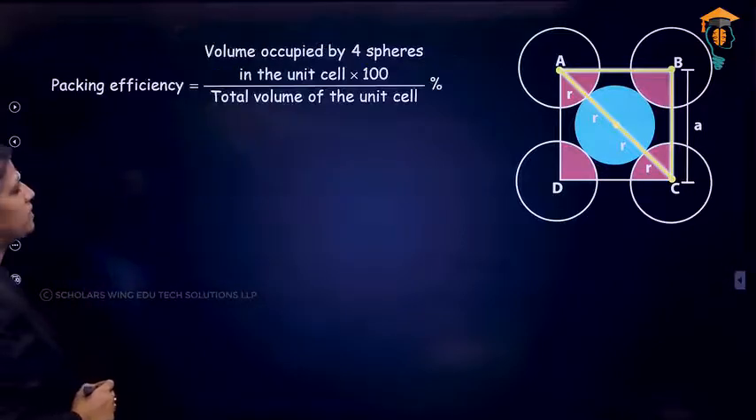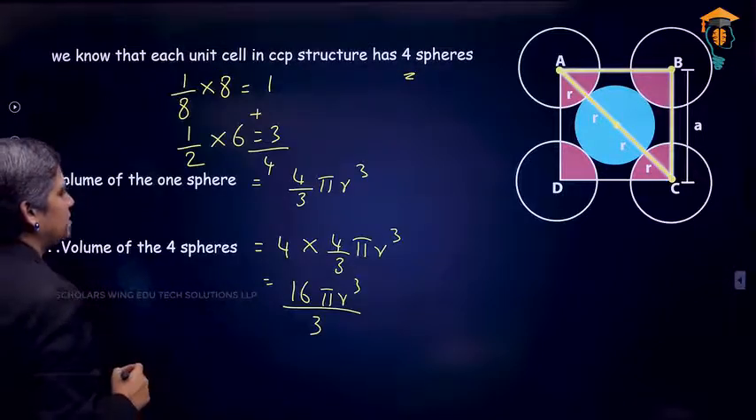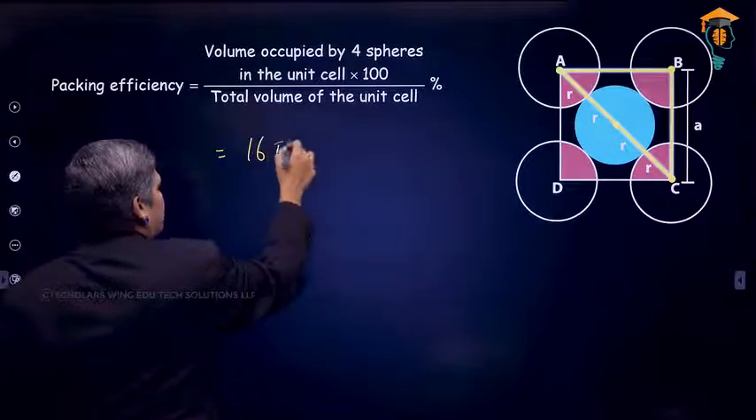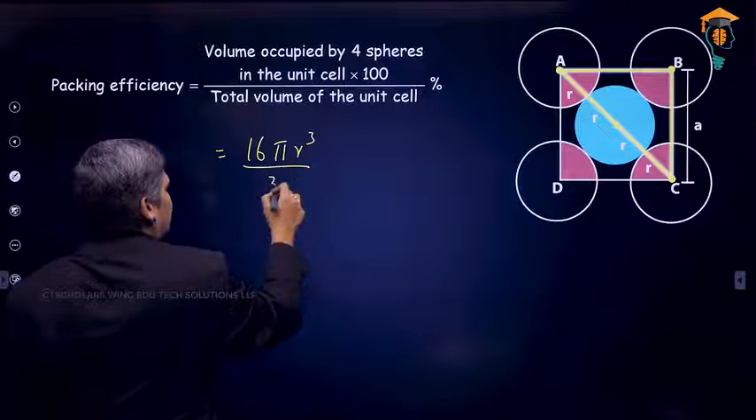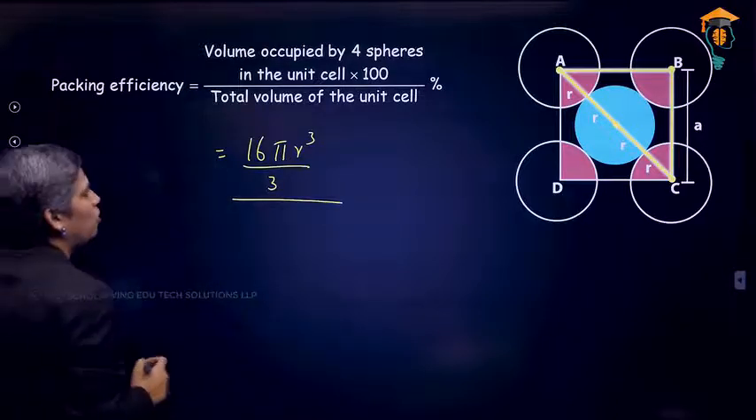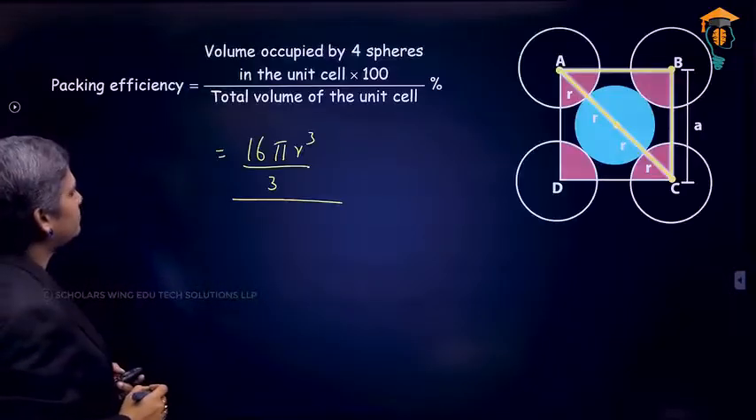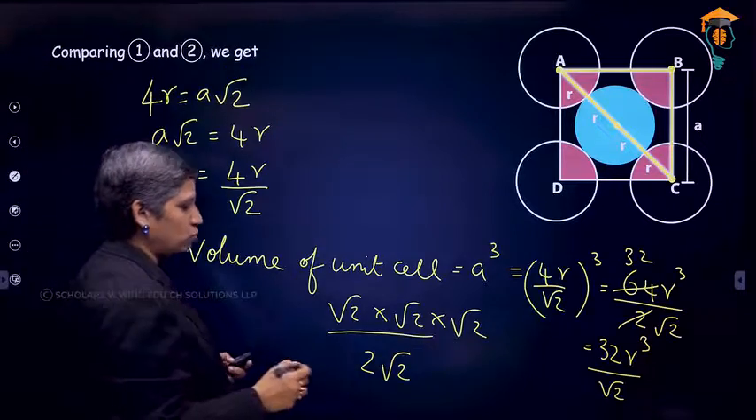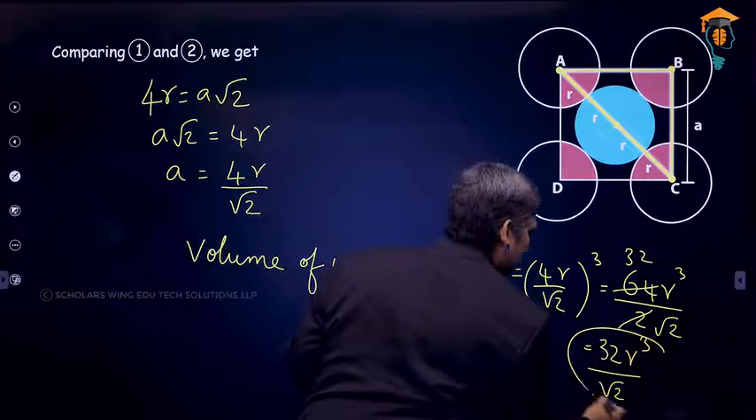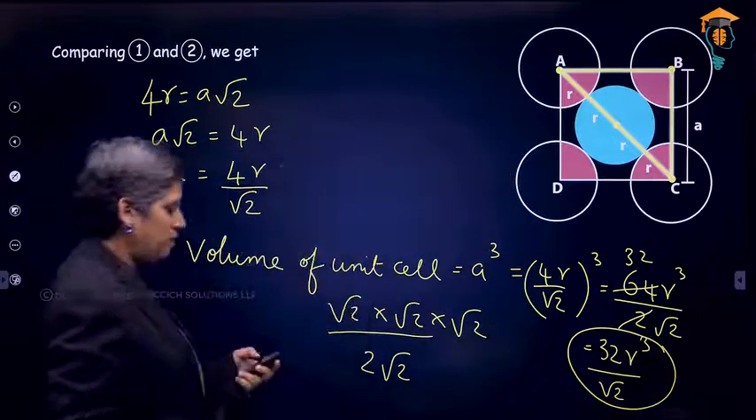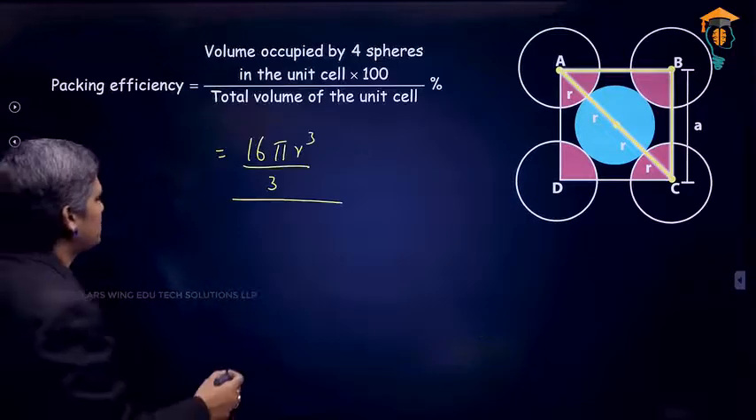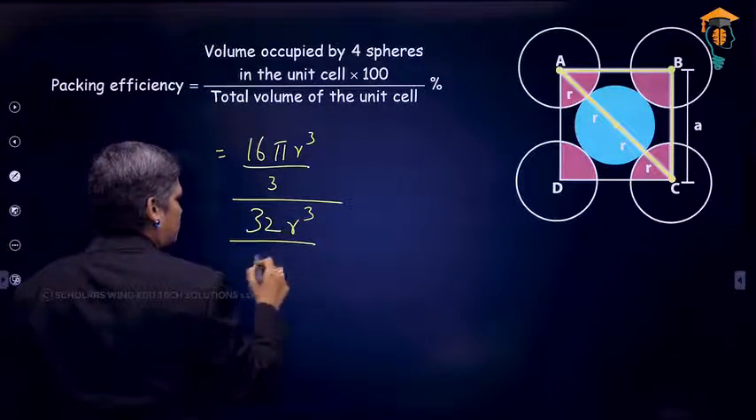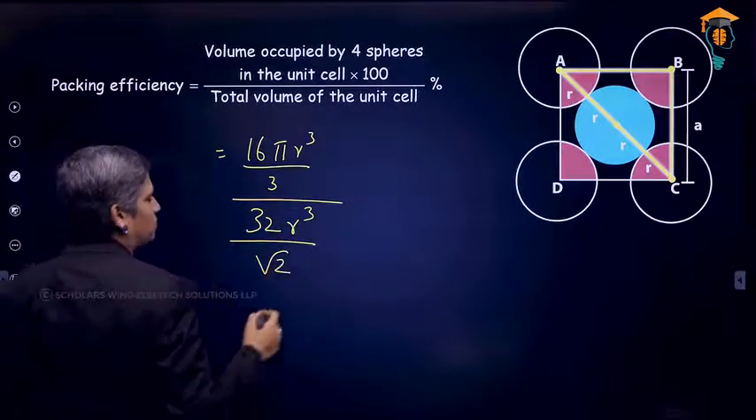So, what is packing efficiency? We'll look at the numerator once again. 16 pi r cube by 3 we'll write. 16 pi r cube by 3 divided by, what's the total volume of the unit cell we got? Yes, 32 r cube by root 2. Here, we got this. 32 r cube by root 2, right? Into 100.